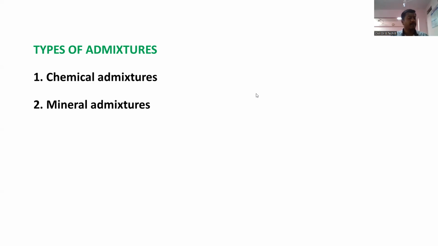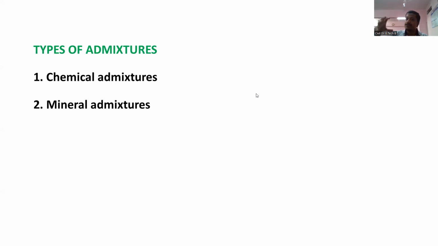Now, as far as chemical admixtures are considered, we are having plasticizers, super plasticizers, air entraining agents, gas forming agents. Their main purpose, suppose take the example of the first one, plasticizer or super plasticizer. Why is it called plasticizer? Are we using any plastic in it? No, not at all. We are not going to use any kind of plastic. Why is it called plasticizer? Because it is going to increase the plasticity of a given concrete.